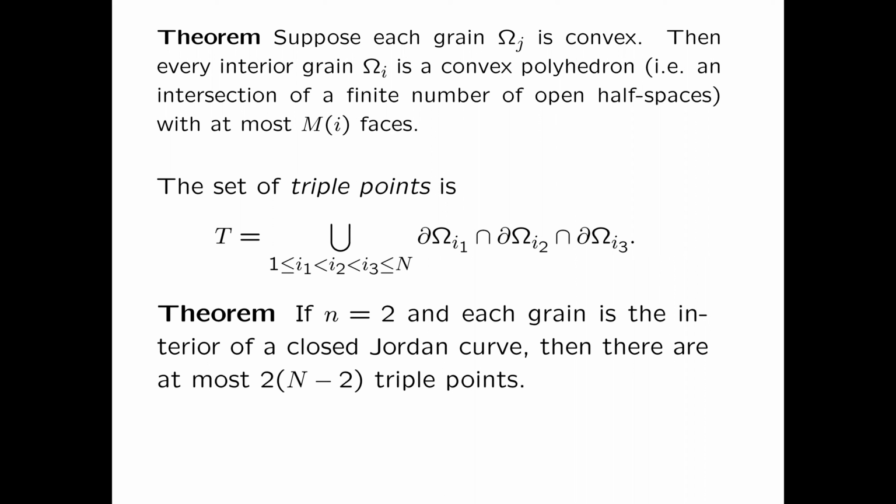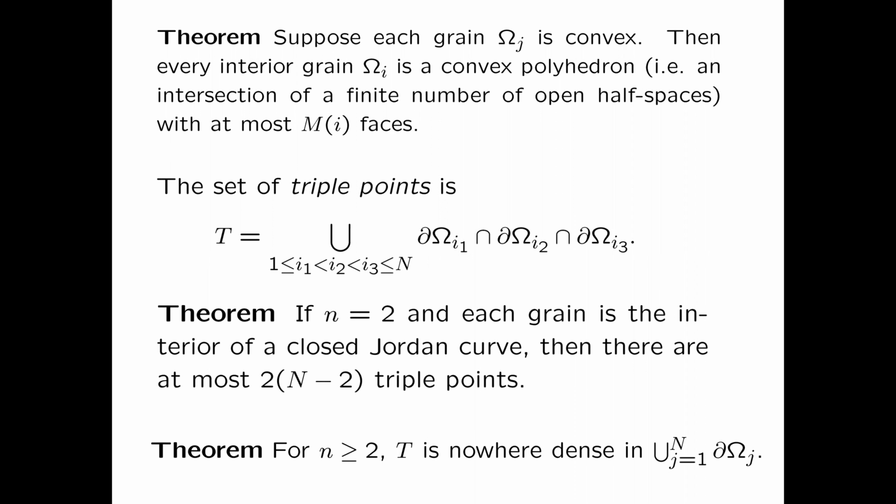Here capital N is the number of grains. That's more or less a piece of topology. In general, well, there are not many results, I think, on open problems in this area, but at least you know that the triple points are nowhere dense in the union of the other boundaries.